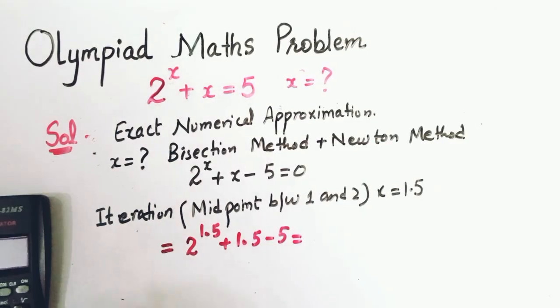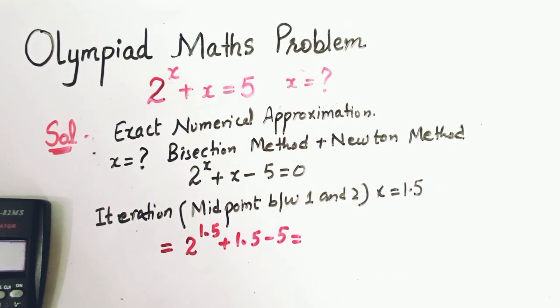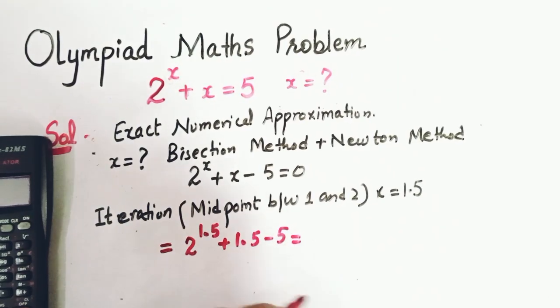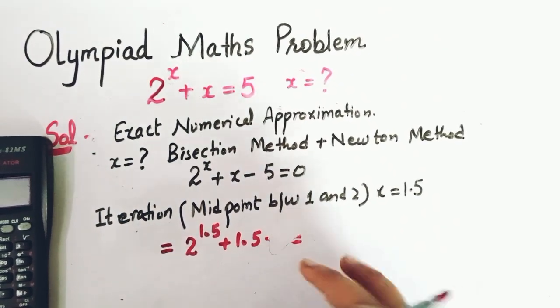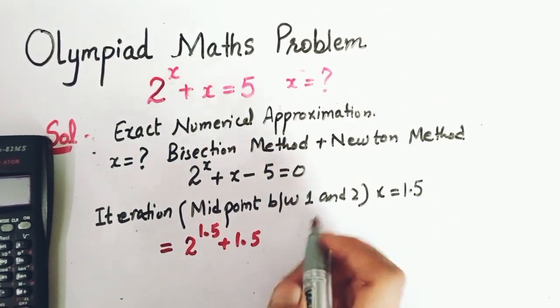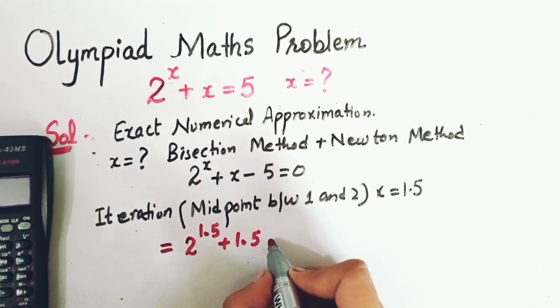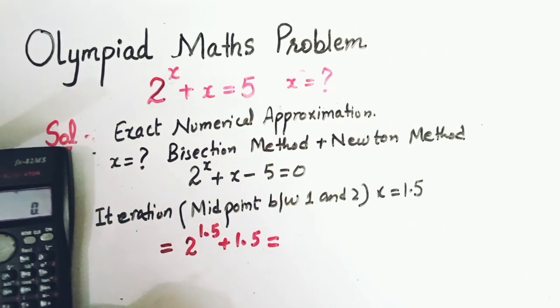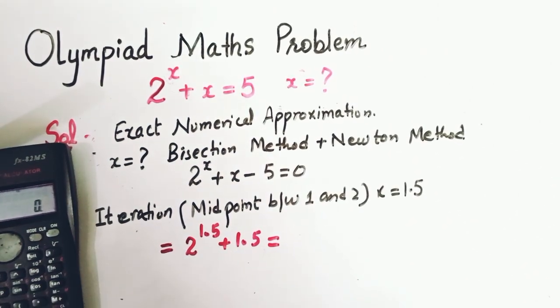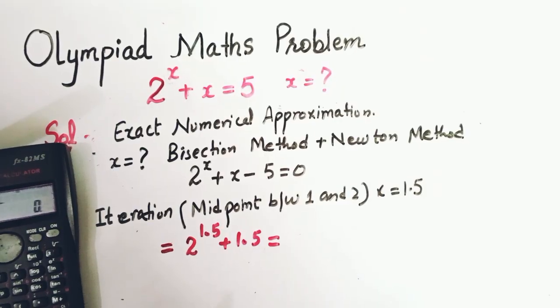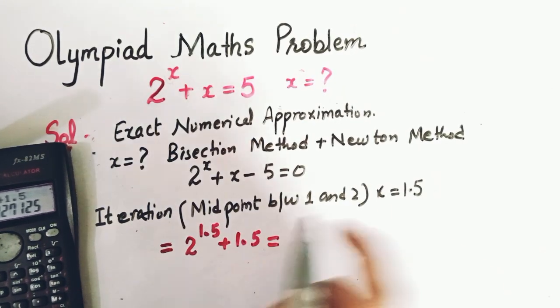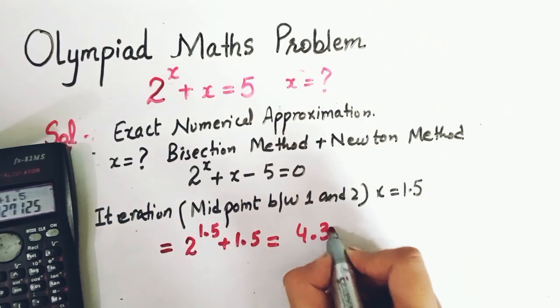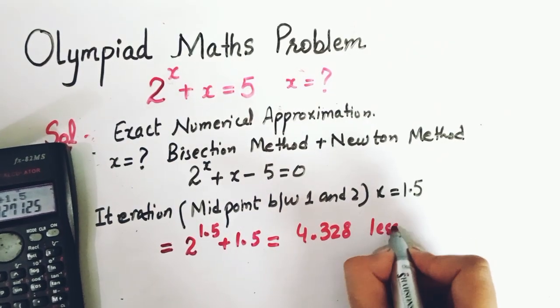When we substitute in this, what will happen is, in the calculator, 2 raised to power 1.5 plus 1.5 gives us 4.328, which is less than 5.